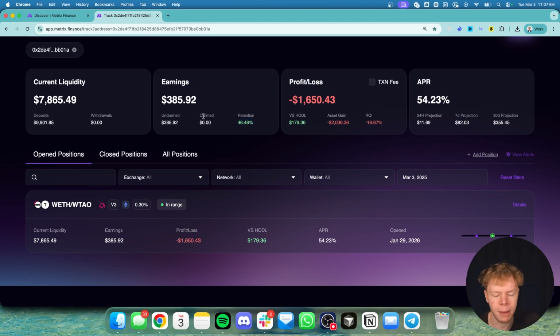It will show unclaimed versus claimed earnings. It will show versus HODL, which is how much we're actually profiting after that impermanent loss. It will also show us APRs based on our actual historical data in the position so far. Now, I'm going to dive deeper into this to actually show you some more information.